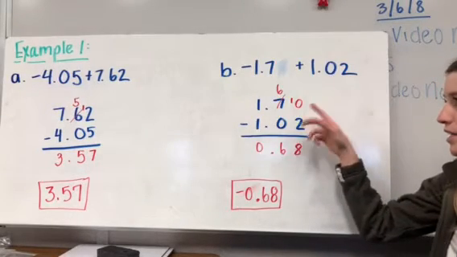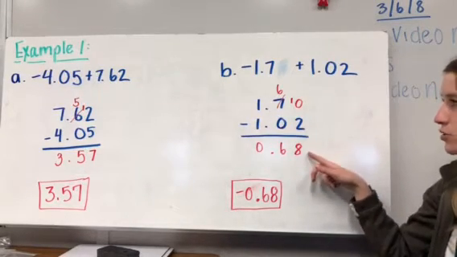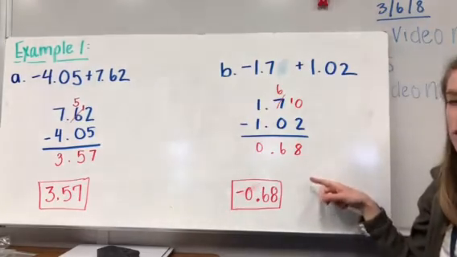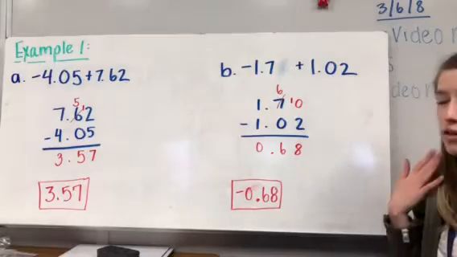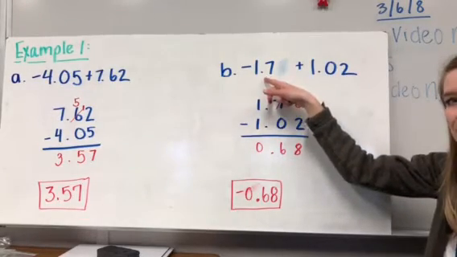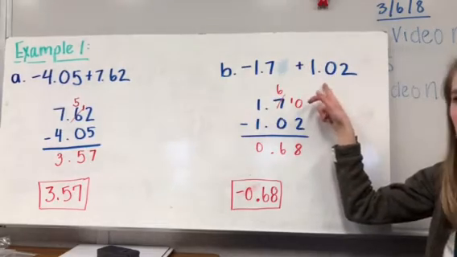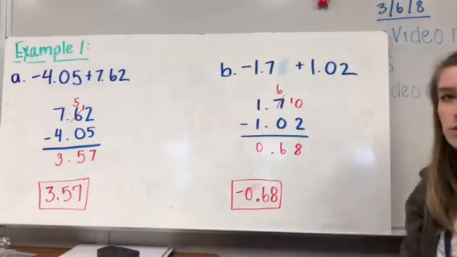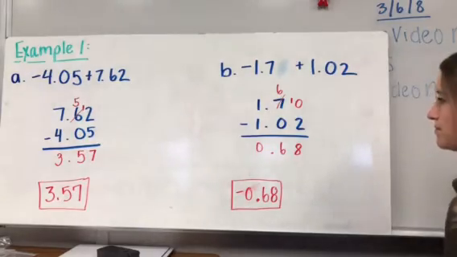So again, I subtract here, I need to borrow, 10 minus 2 is 8, 6 minus 0 is 6. I'm left with 68 hundredths. Now, let's go back up to the top just to make sure we didn't forget anything. 1.7 has a greater absolute value than 1.02, so we keep the sign of the -1.7, which leaves me with -0.68.